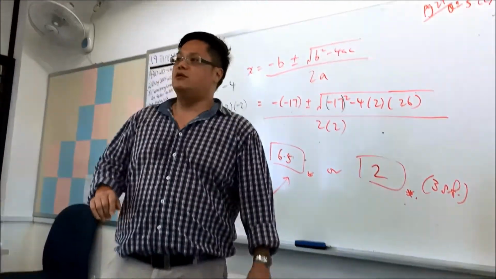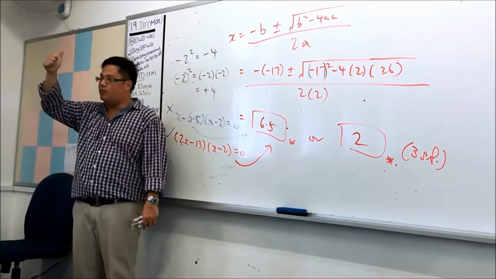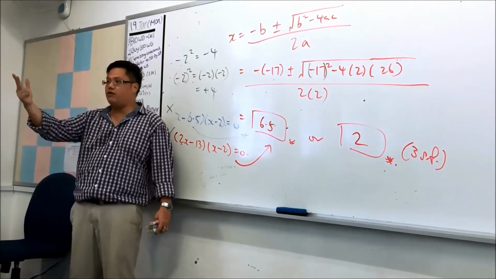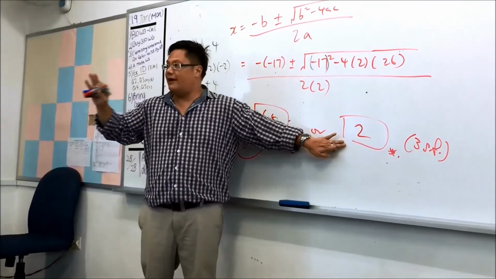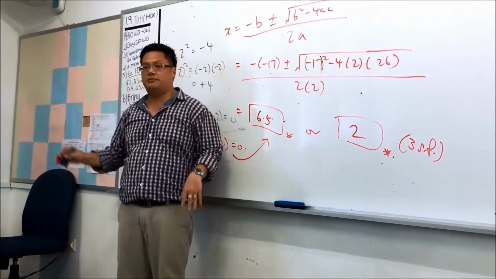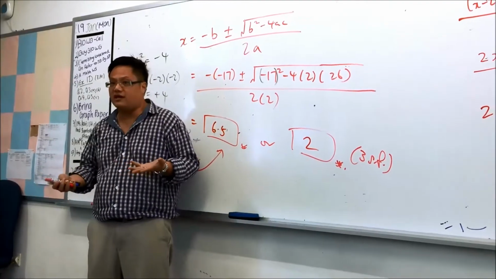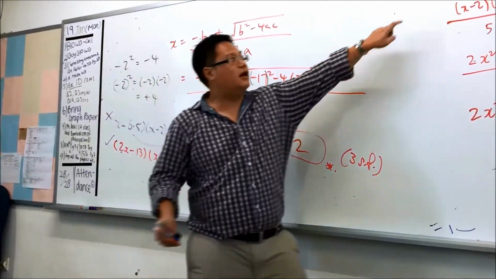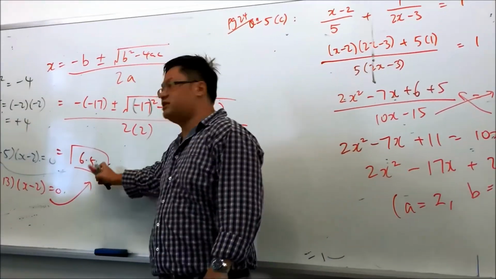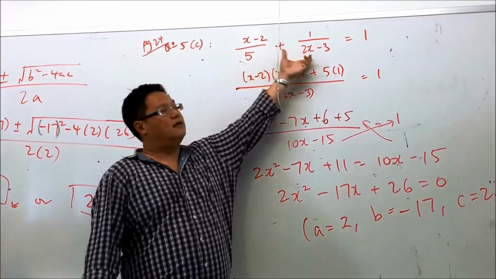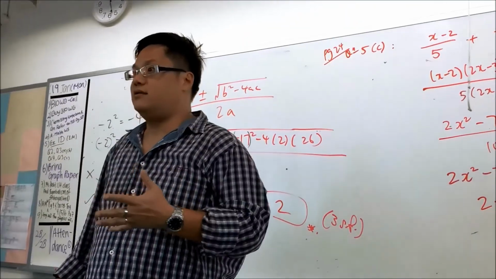Remember I told you Polya's four stage model: understand the problem, make your plan, carry out your plan, check and look back. After you're done with this, I don't want you to just pop the champagne and celebrate. What do you do at this juncture? You always check. How do you check? X equals 2, sub it back into the question, then find your calculator, this is equal to 1. X equals 6.5, plug it inside, do you get equal to 1? Are we clear? Always check.